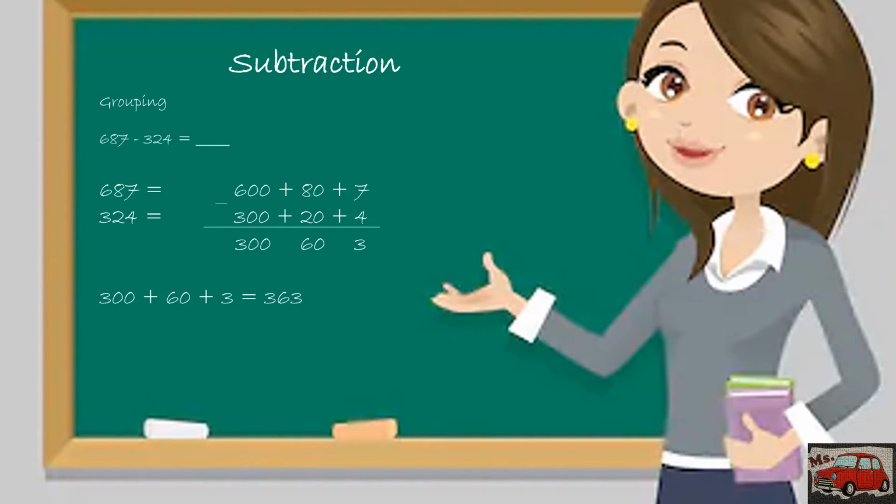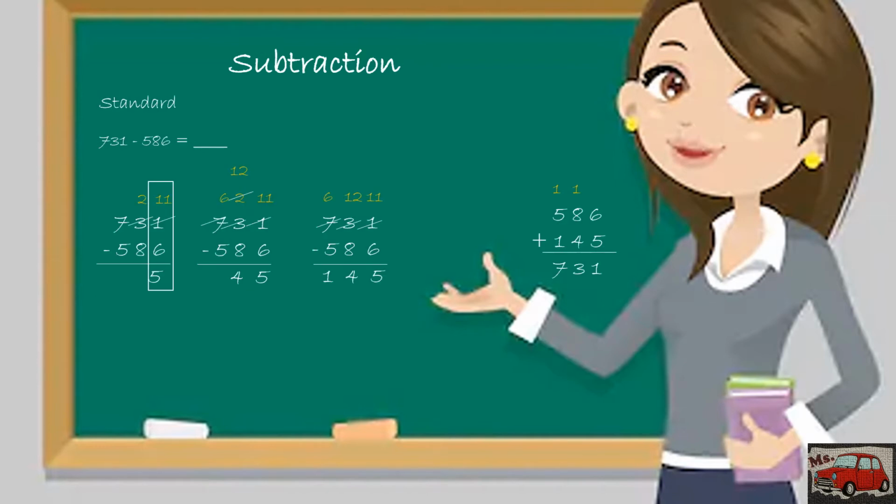So, sa ones, 7 minus 3, yung matitira is 3. Sa tens ko, yung 80, babawasan ko ng 20, so matitira na lang is 60. Sa hundreds place ko, yung 600, babawasan ko ng 300, then ang matitira na lang is 300. So, when I combine those values, I have 363.